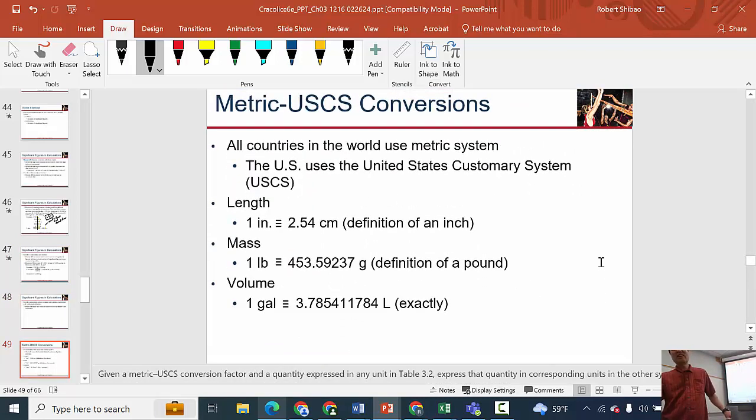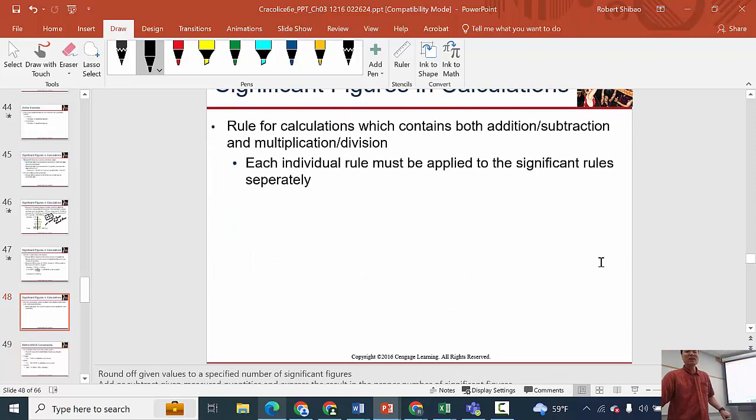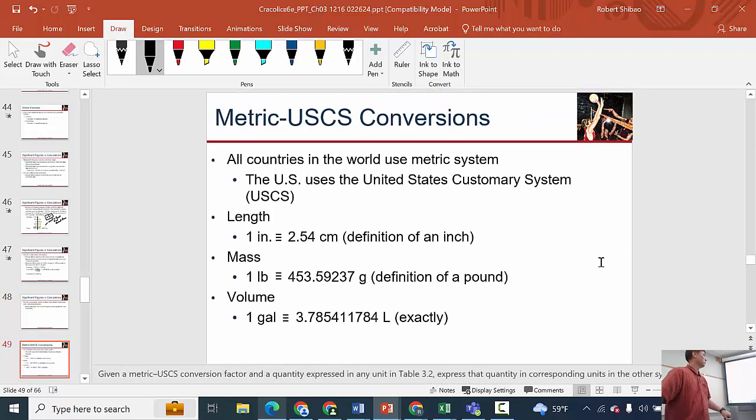So what happens if we have a combination? If we have a combination, then we just look at it one step at a time. And we just follow the rules for order of operations.